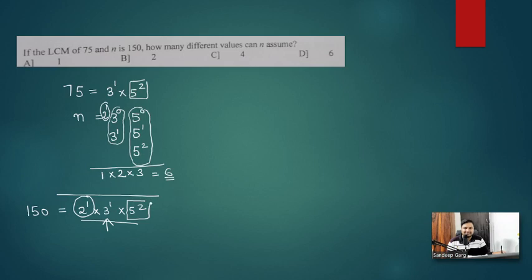So we can say that n can take any value from these 6 values, and the LCM ultimately becomes 2 raised to power 1 into 3 raised to power 1 into 5 raised to power 2. So the answer of this question should be 6, and 6 is the right answer of this question. Answer option D matches. This is the right answer of this question.